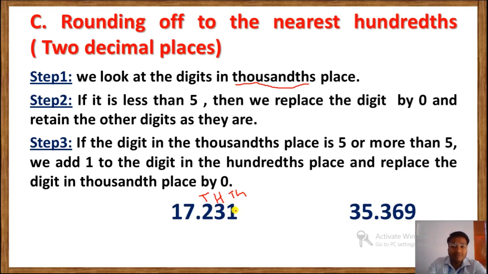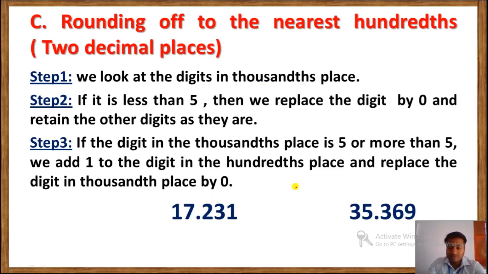Here we have the 100th place, and just right side of the 100th place we have 1. So ultimately we have to see 1, and 1 is less than 5. So what we have to do? This 100th place will be as it is, and this 1000th place we have to replace by 0, and this side will be the same. 17.230. This will be the answer.